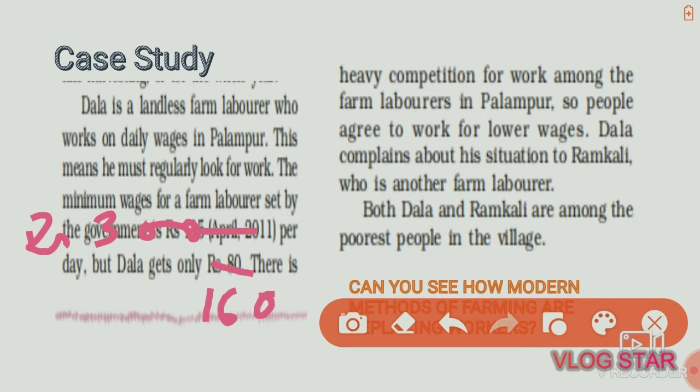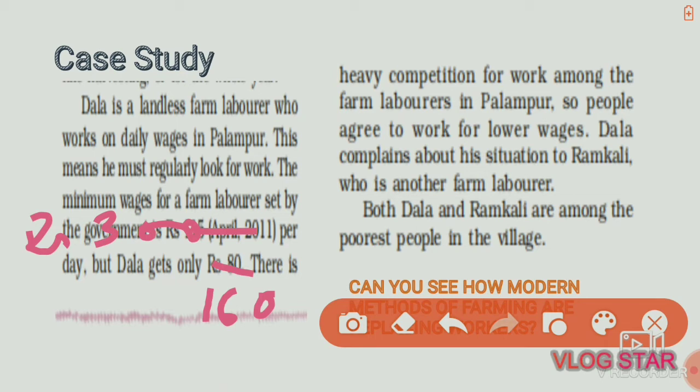These data which I have written on the screen are of April 2000 to March 2017. This was an old data. So he was getting a wage of, he should get according to government rule, 300, but what he was actually getting is rupees 160. Heavy competition for work among the farm laborers in Palampur, so people agree to work for lower wages.